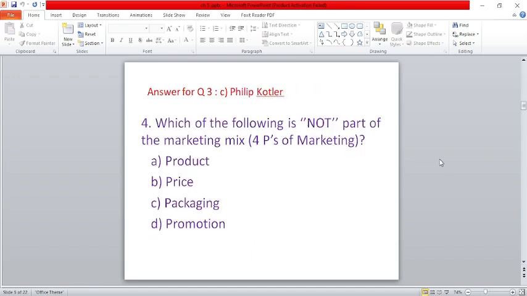Question number 4. Which of the following is not part of the 4 Ps of marketing? A. Product. B. Pricing. C. Packaging. D. Promotion. The answer for question number 4 is C. Packaging.